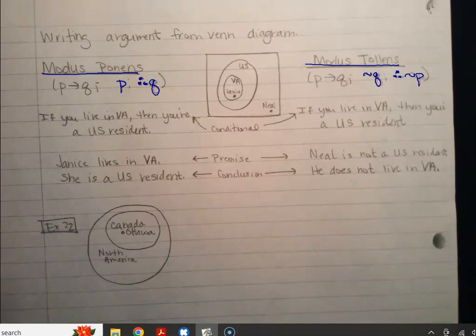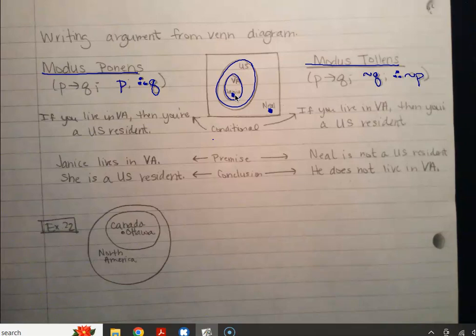So we've got our set. I have our circle here, that's the US. Our circle here, that's VA, so that's Virginia. We have Janice inside the Virginia circle, and Neil out here. So Janice is in Virginia. Neil is not in Virginia, and he's not even in the US. Maybe he lives in Australia. Okay? So here's the thing.